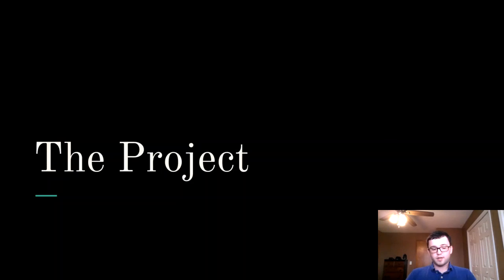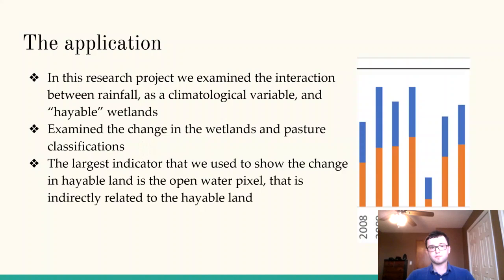So the project, what did we study? In this research, we examined the interaction between rainfall as a climatological variable and hayable wetlands. Rainfall as a climatological variable is usually totaled for the course of the year. Here we notice the drastic drop in the rainfall in the year 2012 compared to other years. As you can see in this graph, usually we're looking at the average of 42.15 inches per year, and in 2012 we see a drastic drop in this average.